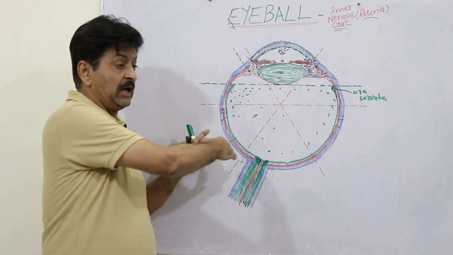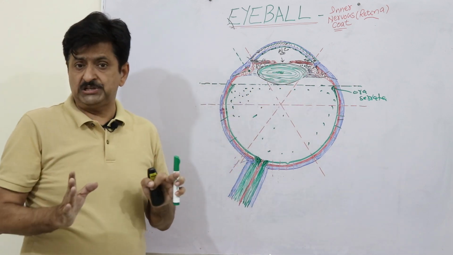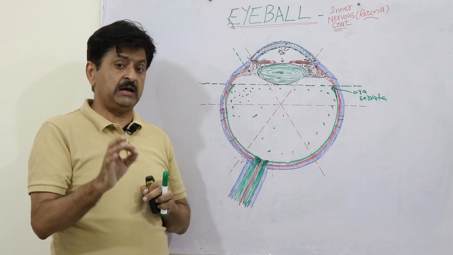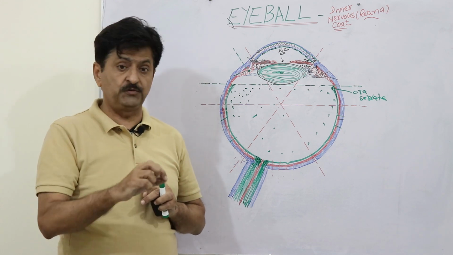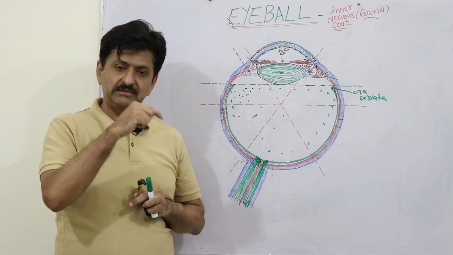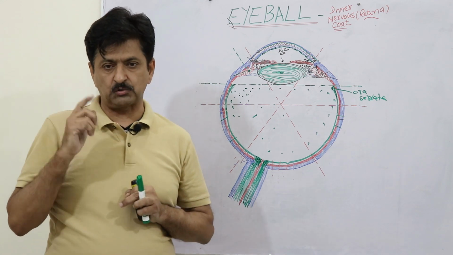But if any other area which is photosensitive can't transduce the stimulus into an impulse, then you will not call it a physiologic blind spot. That blind spot is pathologic, and we call it a scotoma.